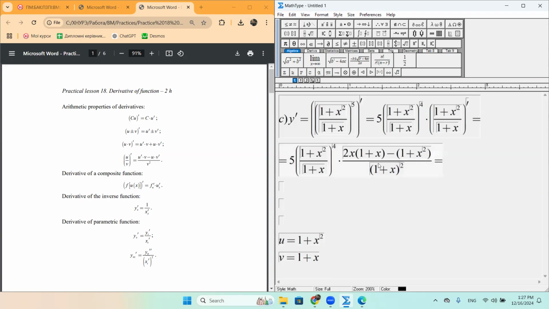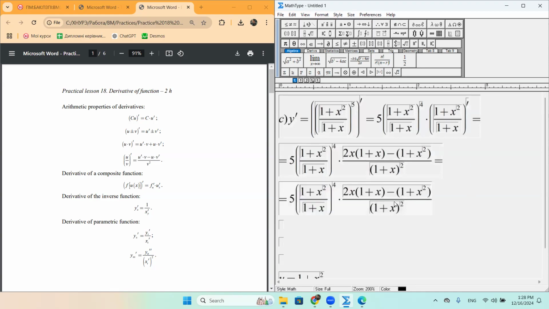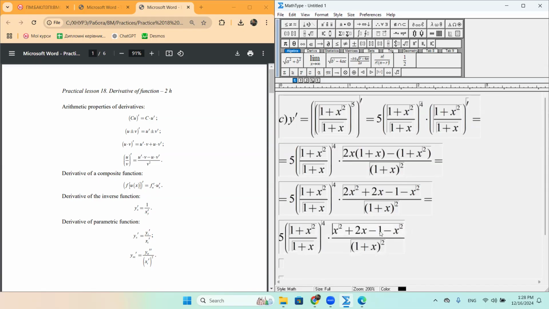And now we are expanding brackets. So 2x in power of 2 plus 2x, and minus 1 minus x in power of 2. So it will be x minus 1 and plus 2x.